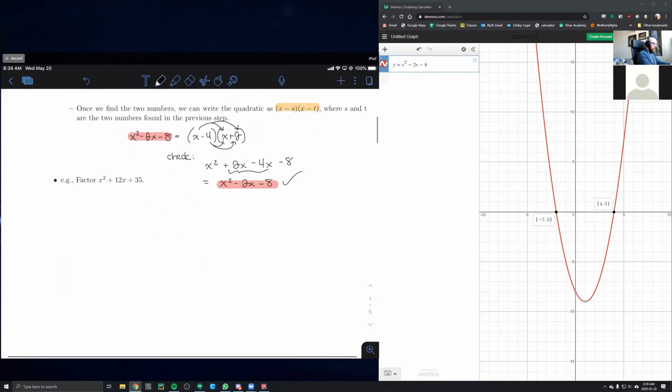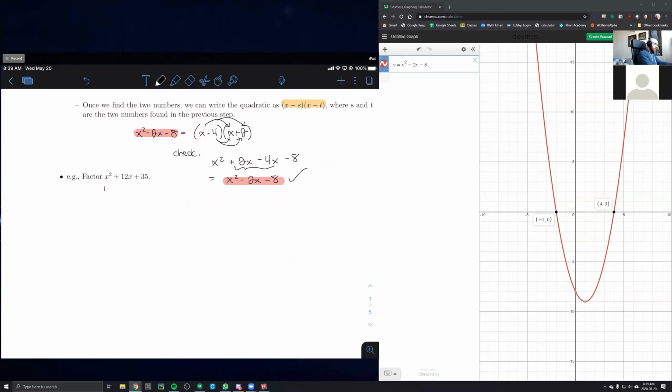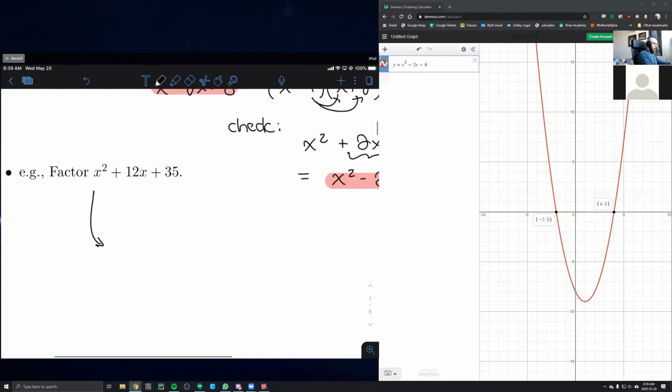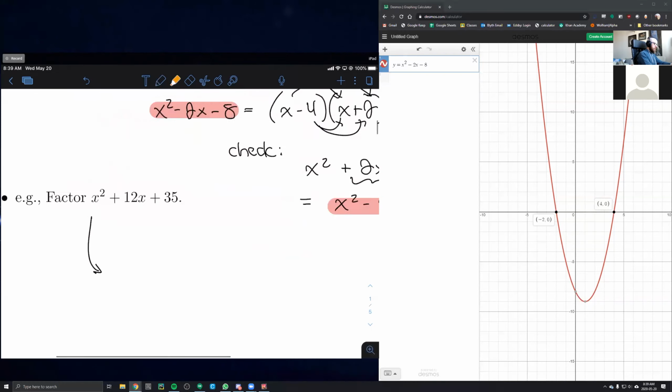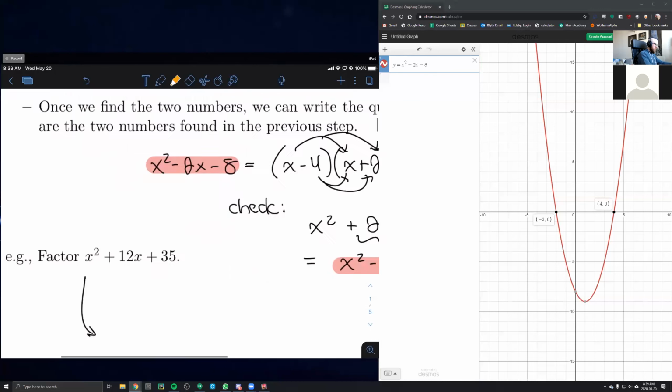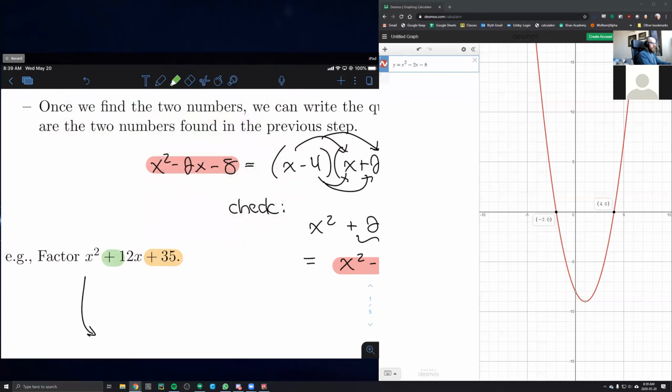So let's try another one here. We'll try a handful. Again, this is one of those things that the more you practice, the easier it becomes, right? So I'll try not to keep you too long today, and we'll get lots of practice in. So in this case, we have x squared plus 12x plus 35. We're trying to multiply to 35, and we're trying to add to 12, okay?